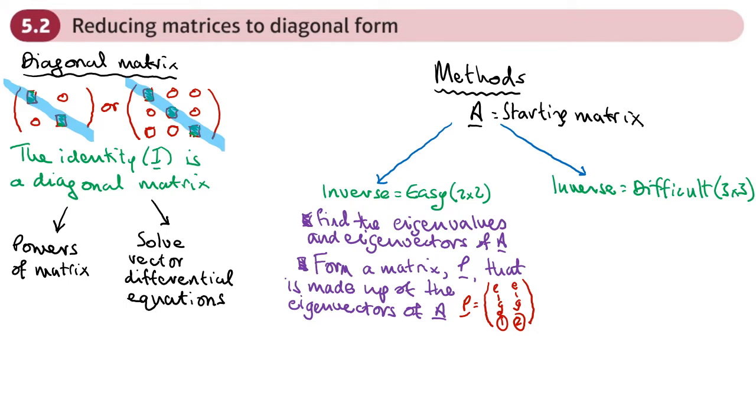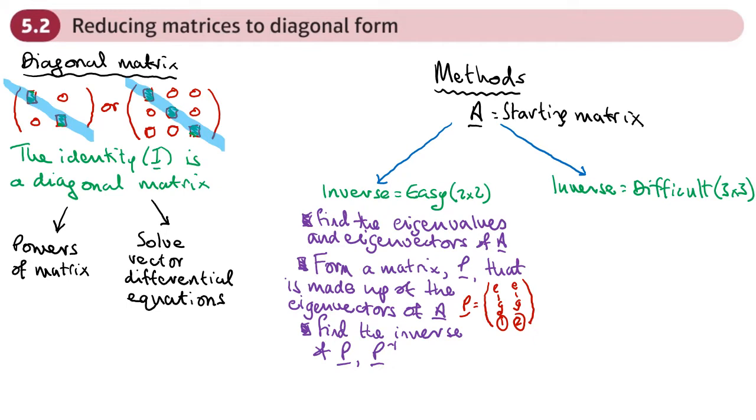Now the third step, and this will decide whether you're going to use this method or the method on the right, is that we now need to find the inverse of P. So find the inverse of P. Now if P is a 2 by 2 matrix, that's going to be easy enough to do. But if it's a 3 by 3 matrix, this step is going to be time consuming, and then you'll use this method over here, which I'll show you in a moment.